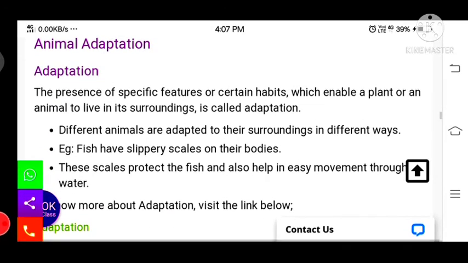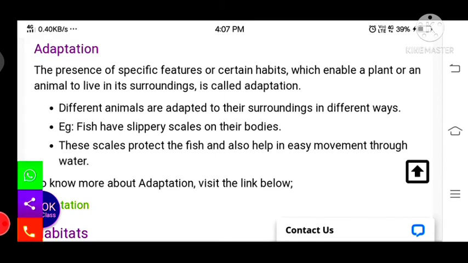Now we come to adaptation. What is adaptation? The presence of a special feature or certain habit which enables a plant or an animal to live in its surroundings is called adaptation.